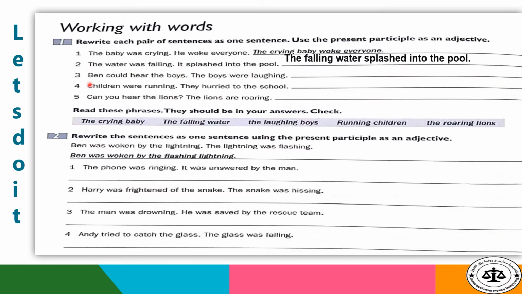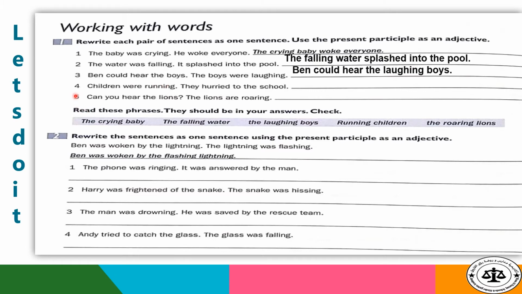Number 3, Ben could hear the boys. The boys were laughing. Here we have the present participle. So, Ben could hear the laughing boys.